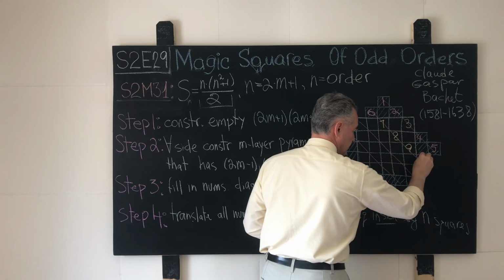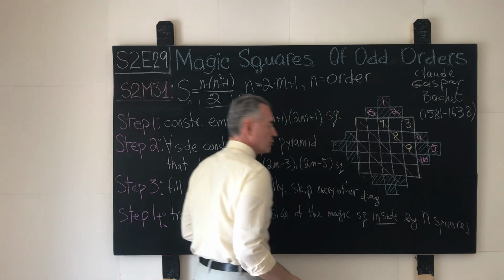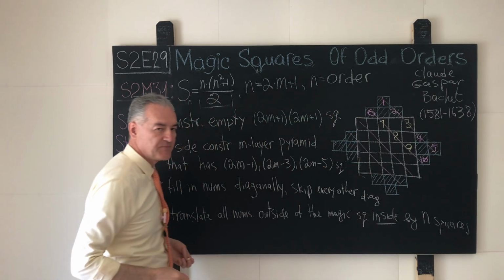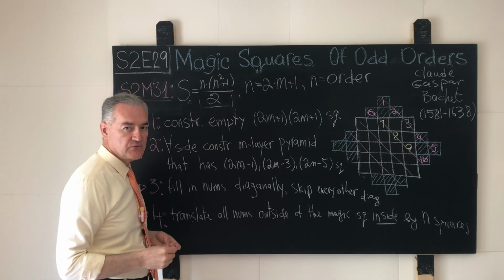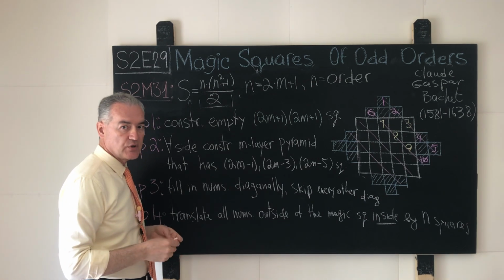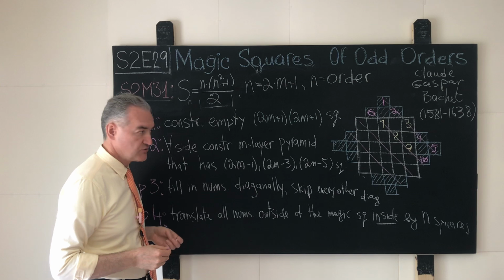This number will be outside, so it will be 10, and so on. And we keep going in that fashion all the way until we fill out all n square numbers depending on the size of our square.